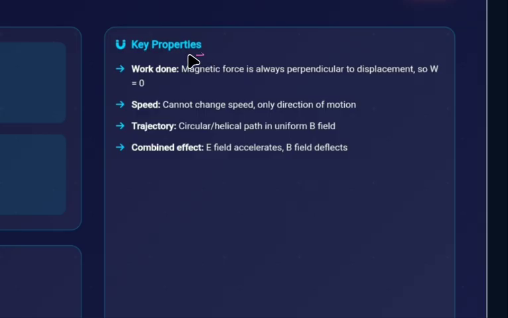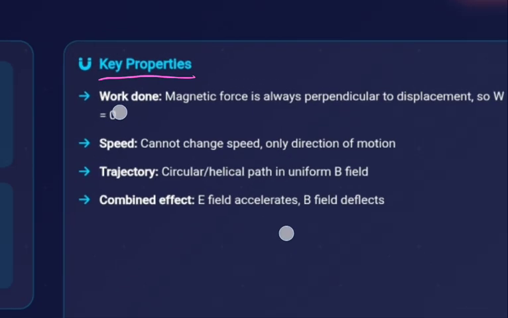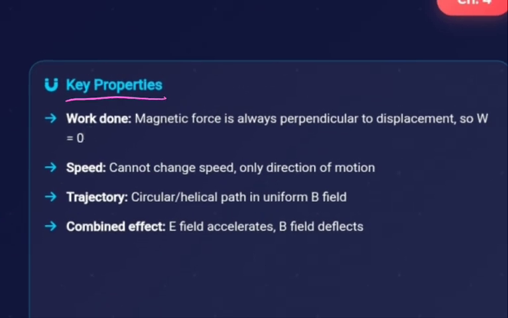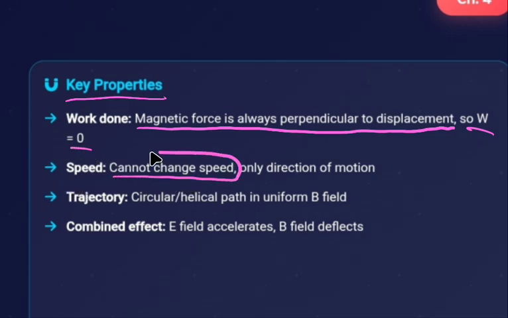Now key properties we shall see. Work done: the magnetic force is always perpendicular to displacement, so work done is 0. Speed: who cannot change the speed? The magnetic force cannot change the speed, it only changes the direction of motion of the charge.